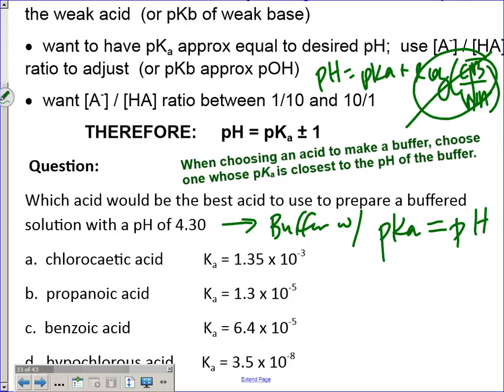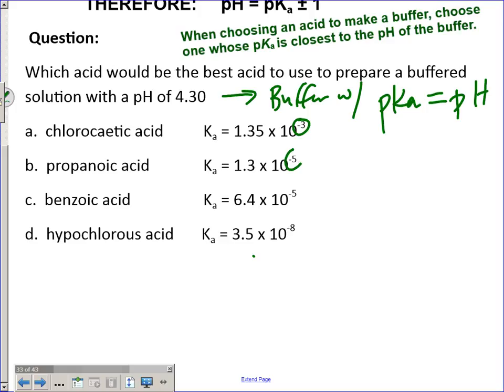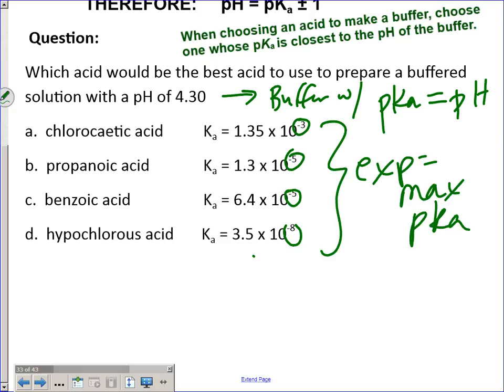So if you have a list of Kas and you don't have pKa's, how do you estimate pKa? Like here. The exponents. Remember we did this yesterday a little bit? We talked about how the exponent is the maximum the pH would be if this were H+, same story applies. The exponent is the max that the pKa could be in this case as well, because we have Ka values. So what would be the best acid if I want to make it 4.3 pH?